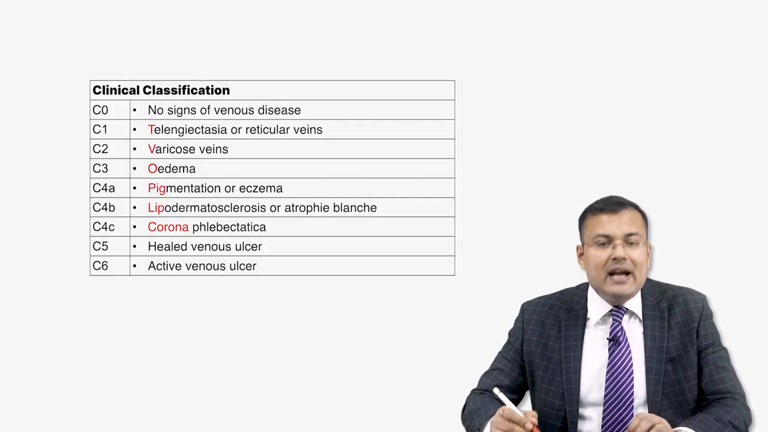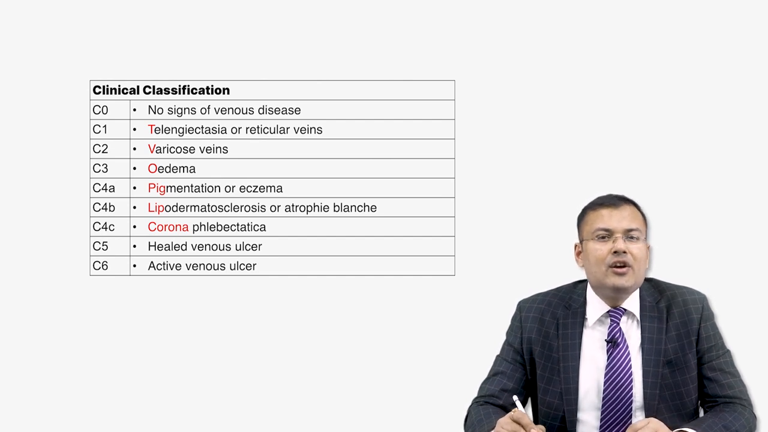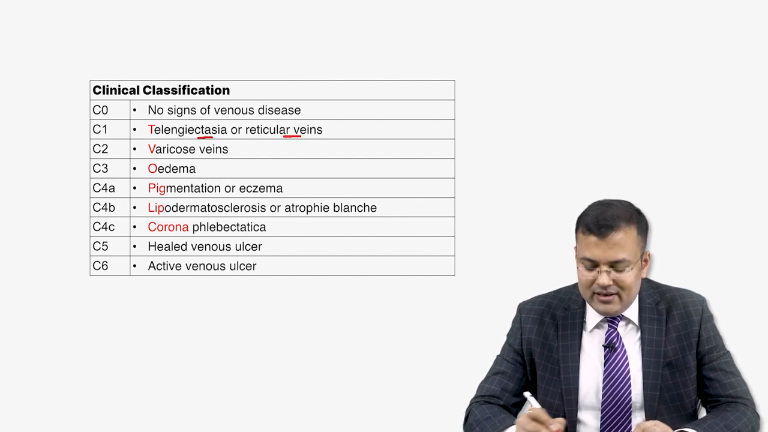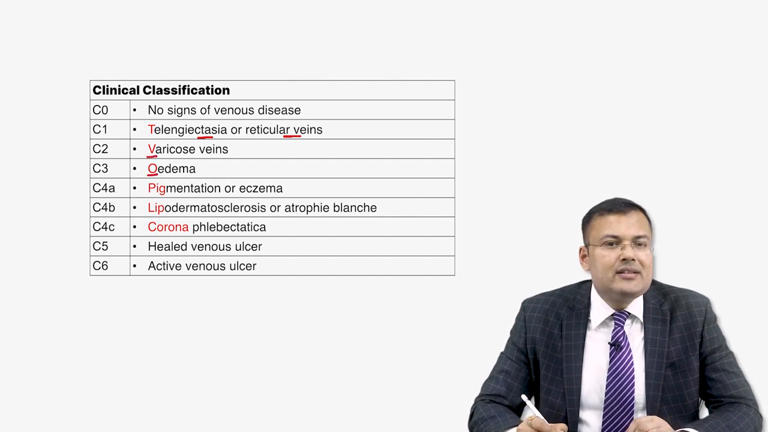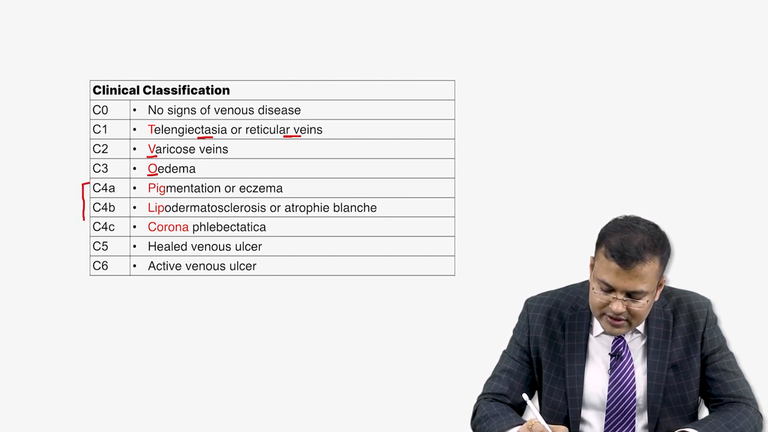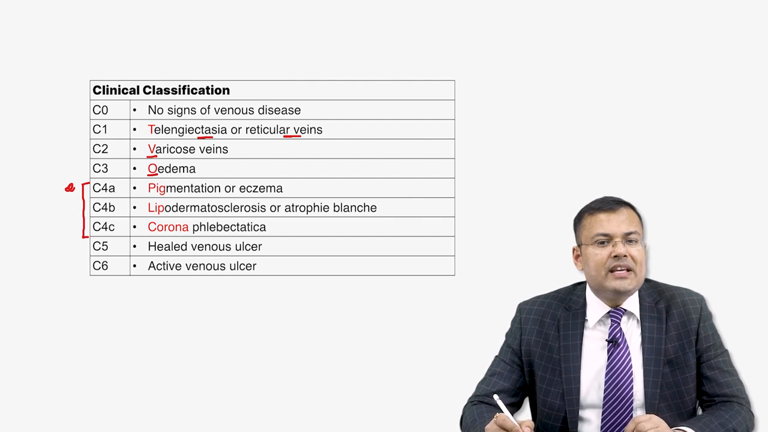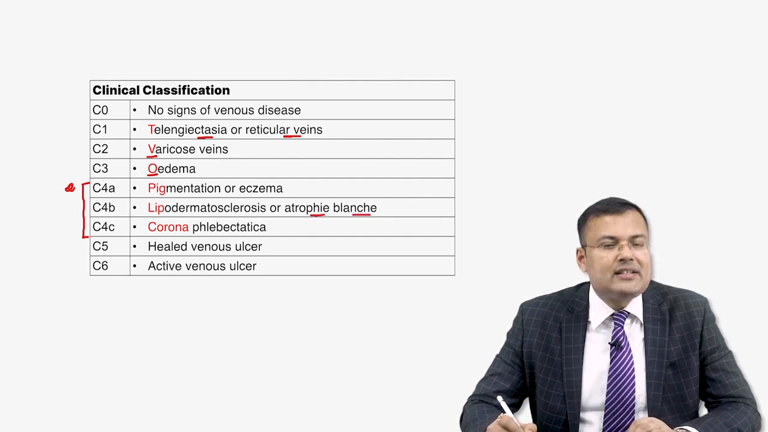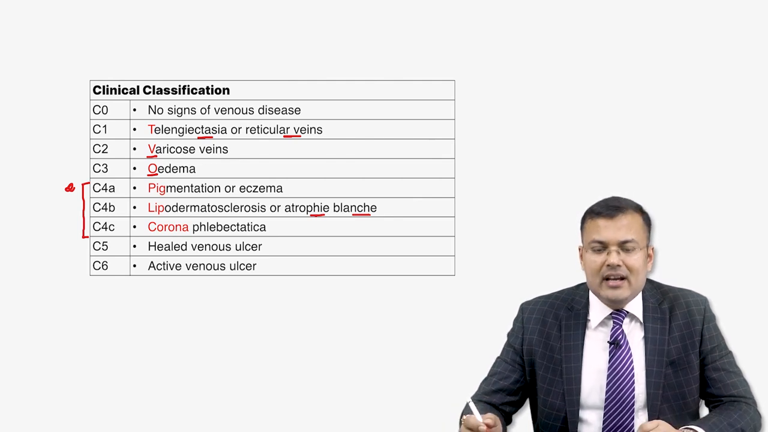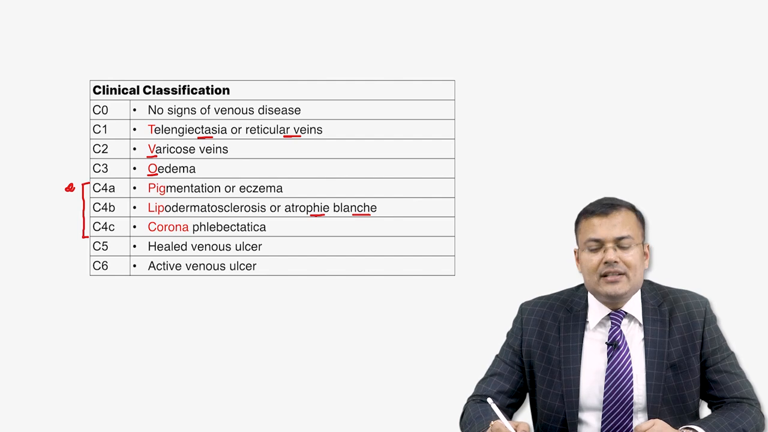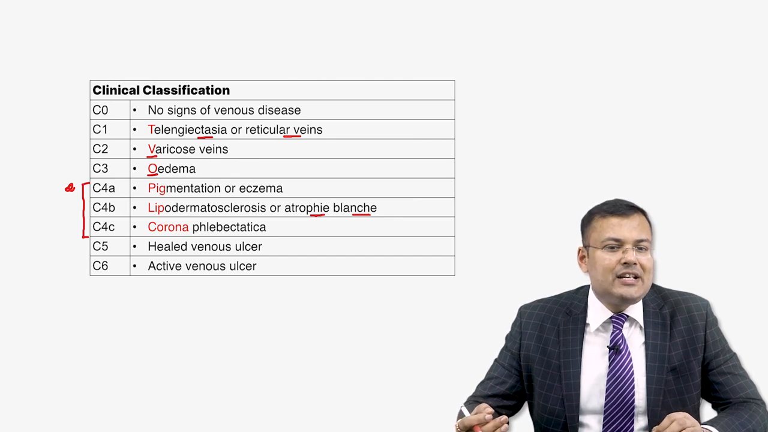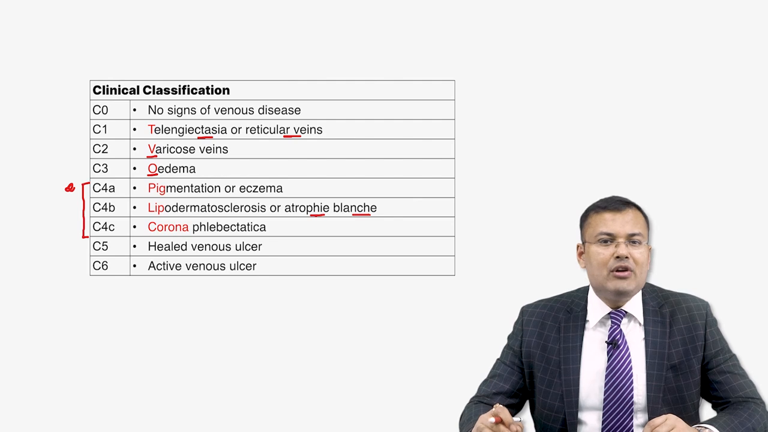So let's discuss in detail. C0 we discussed, no signs of venous disease. If telangiectasia or reticular veins are there, it is C1. Varicose vein, that is C2. Edema, C3. C4 you have to remember because it is very, very important. C4A, there is pigmentation or eczema. C4B, lipodermatosclerosis or atrophie blanche. We discussed both of these are signs of chronic venous disease. And C4C is corona phlebectatica. C5, it's easy to remember, is a healed wound, and C6 is an active venous ulcer or active wound.